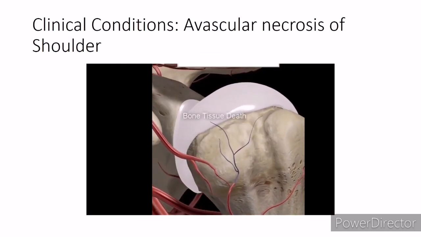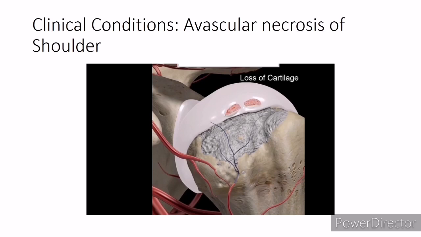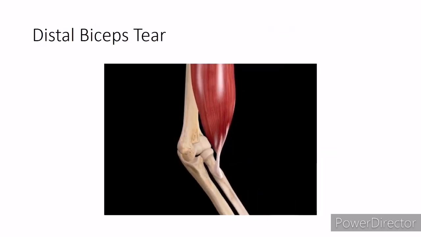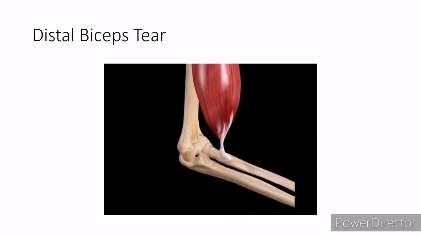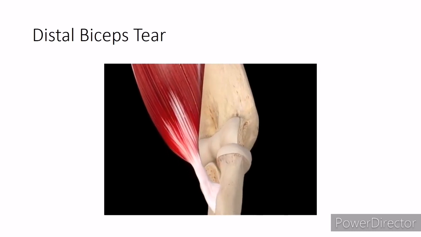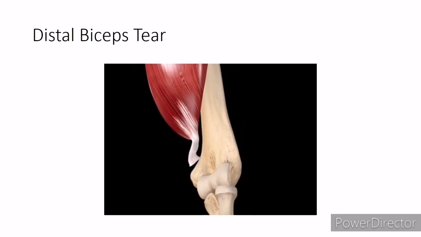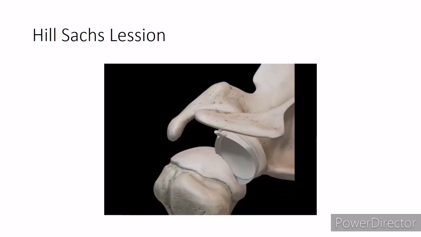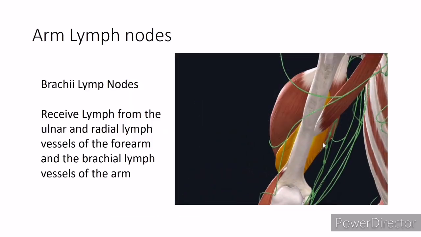The conditions of the shoulder and arm muscles include avascular necrosis of the shoulder, the distal biceps tear. Observe how the video shows this tear in the distal biceps and look closely. We also have the Hill-Sachs lesion, most particularly in the head of the humerus, near the attachment of the glenoid. We have the arm lymph nodes.